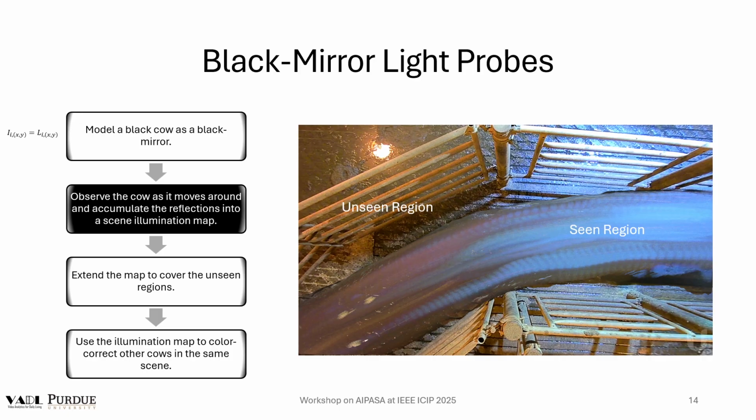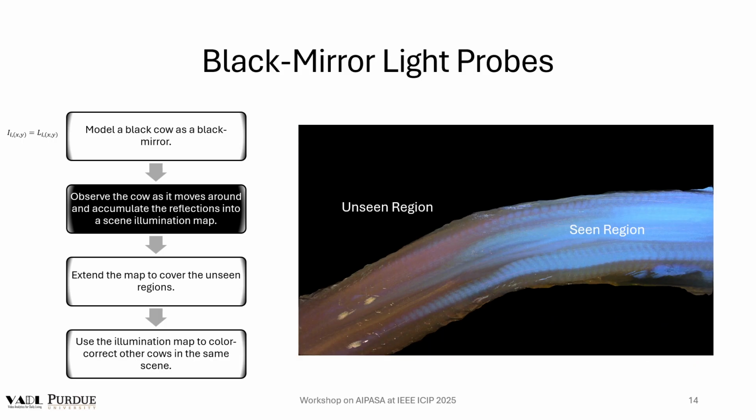Here we have the seen and the unseen region. The seen region is where the probe cow has been seen while computing the illumination map. There is a possibility for other cows to appear in the unseen region. Now this image with the black background is our computed scene illumination map. We now extend this map to cover the unseen region where other cows can appear.